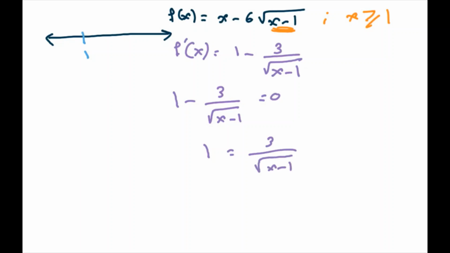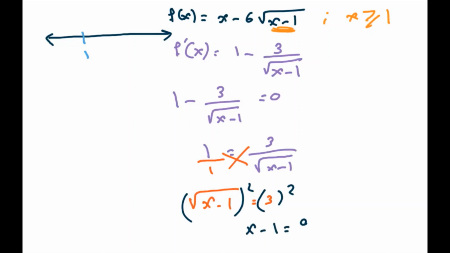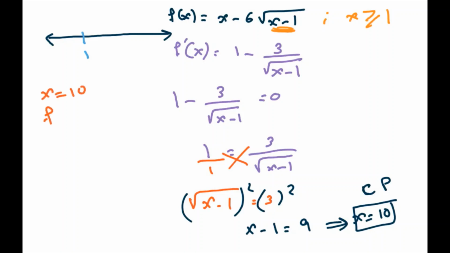You will cross multiply here. You will have square root of x minus 1 equal 3. You can square both sides. So x minus 1 equals 9 and x equals 10. That's my first critical point, basically. So at this critical point, what happened? At x equal 10, f prime of 10 equals 0.